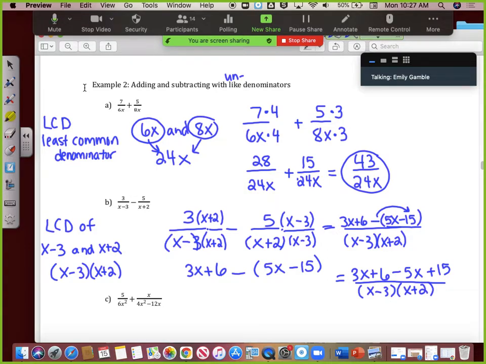And then we would have to simplify this further by doing 3x minus 5x. That's negative 2x, and 6 plus 15, that's 21, over x minus 3 times x plus 2. I'm just looking at it really quickly just trying to see if there's anything I can do to simplify it, and there's not. That would just be the final answer. I was just trying to look at the numerator and think to myself, can I factor this so that it can possibly equal x minus 3 or x plus 2 to simplify it further, but it cannot. This would be the final answer for letter B.